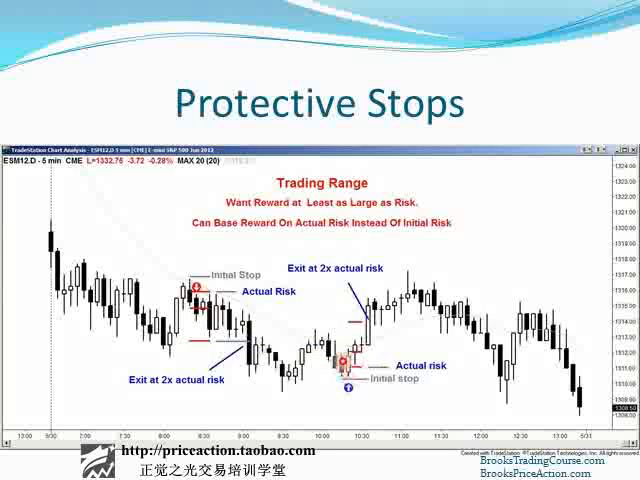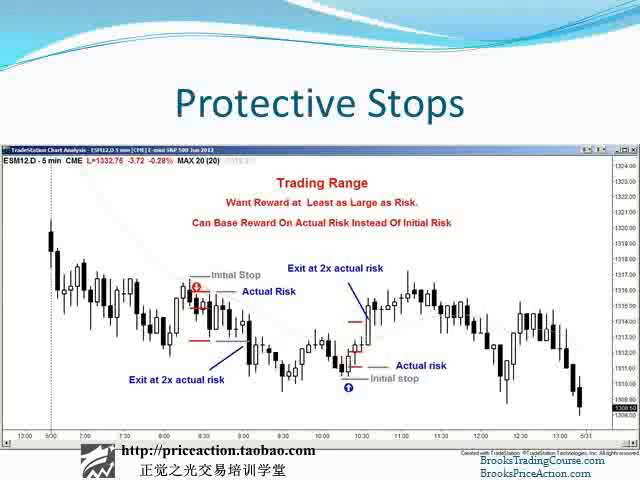Let's say you bought above the bear bar. You could do the same argument buying above the bull bar. But let's say you bought above the bear bar. Your initial stop is below the bear bar. But once the market started to turn up, you were able to see that your actual risk was to this point. So you went long at this red line right above that bar. Your actual risk was here. So two times actual risk is here, and you could take your profits there.